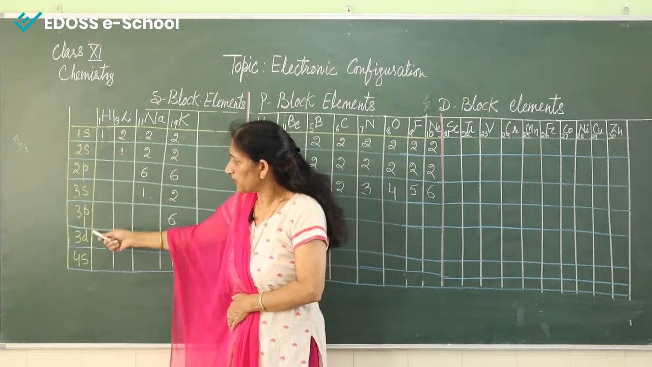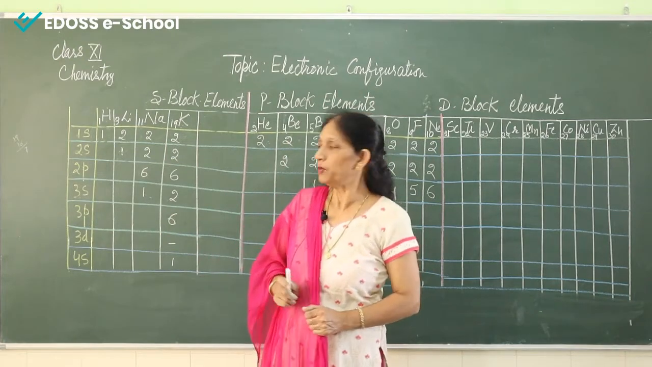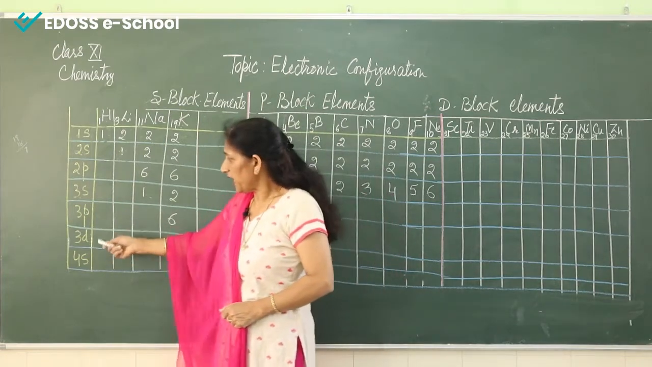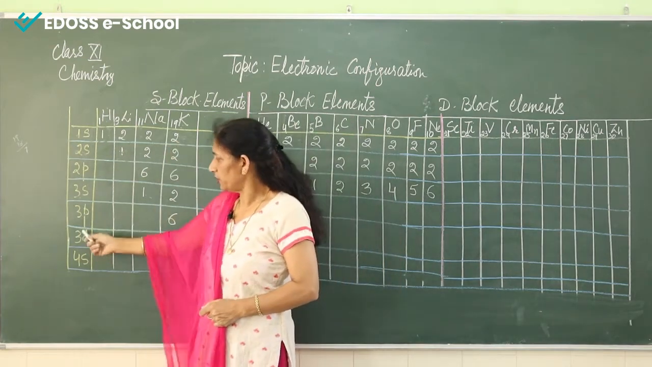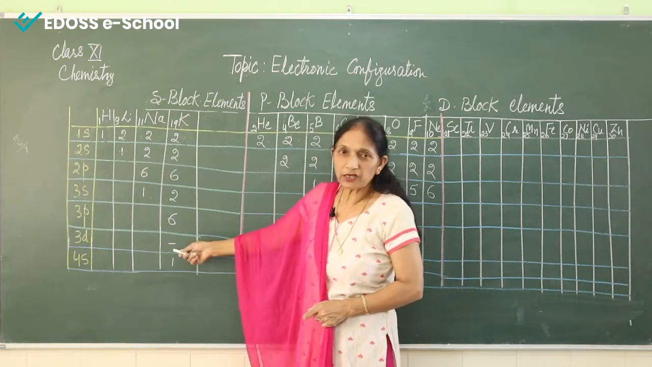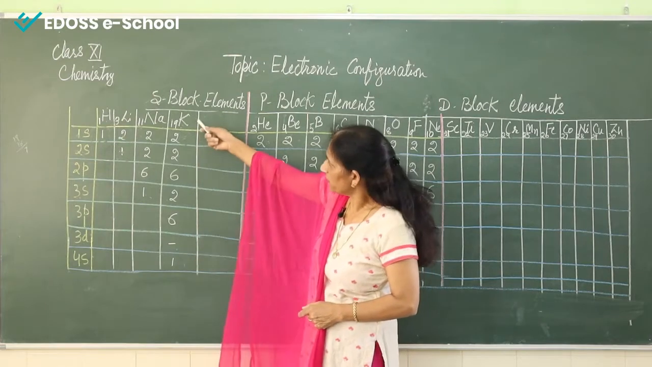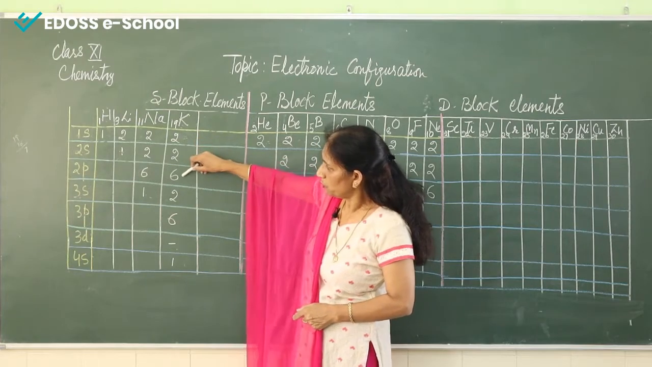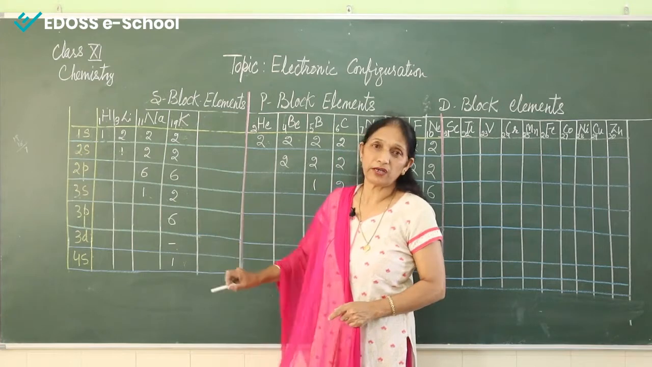Now after 3p comes 3d, but the electron will not go in 3d, because we know that the energy of 3d and 4s is equal. So it is easier for the electron to move in 4s rather than in 3d. So 3d will remain vacant and the electron will move in 4s. So the configuration of potassium will be 1s2, 2s2, 2p6, 3s2, 3p6 and 4s1.